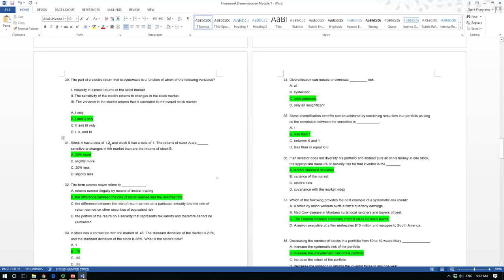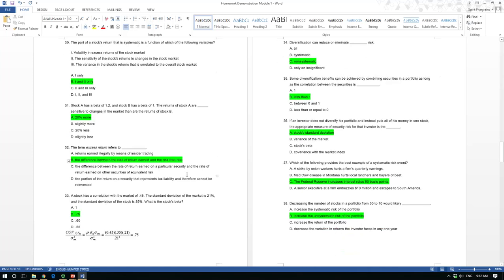31. Stock A has a beta of 1.2, stock B has a beta of 1. Then the return of stock A is more or less by how much sensitive to the change in the market than the return of stock B. So here, this beta measures market risk. Higher beta means more risky. And here, 1.2 versus 1, of course, stock A is 20% more risky or more sensitive to the change in the market than stock B. So A is the best answer.